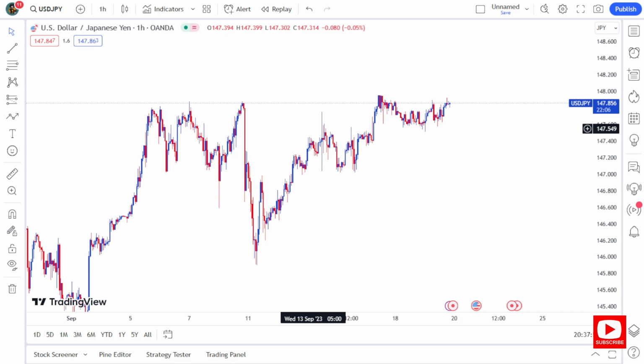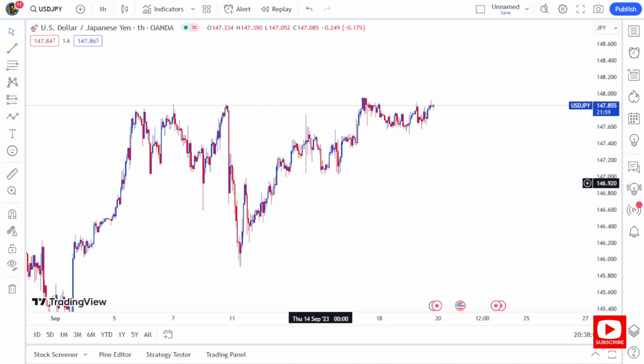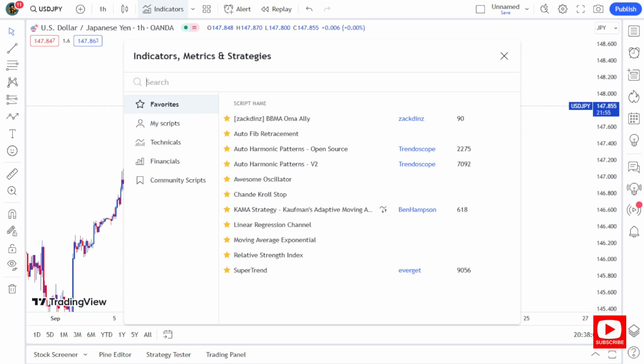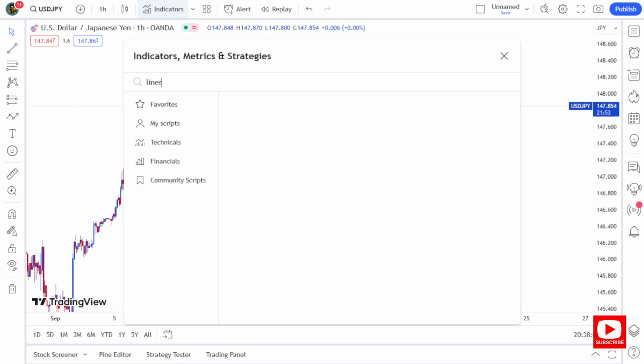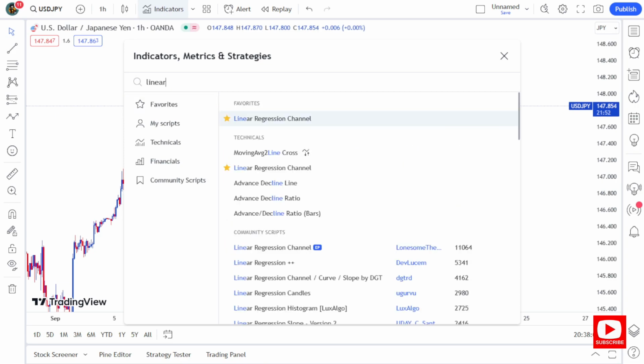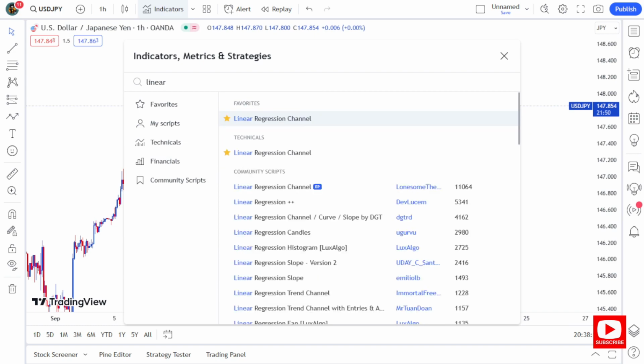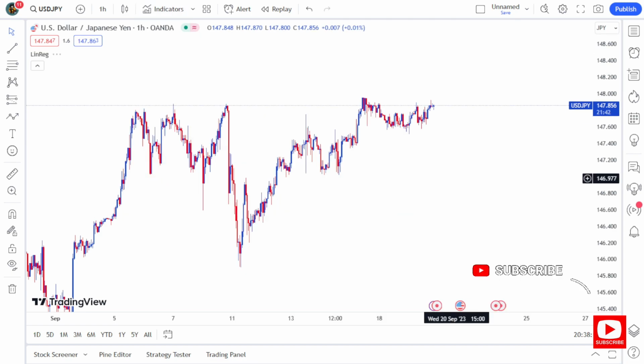Okay, here we are on the USDJPY 1 hour time frame on the TradingView indicator. Now, to get this linear regression channel, we simply go to the indicators tab and we type linear regression. We will see this indicator right here under technicals. We click and it is going to be added to our chart.